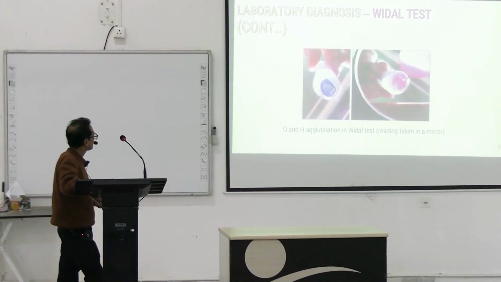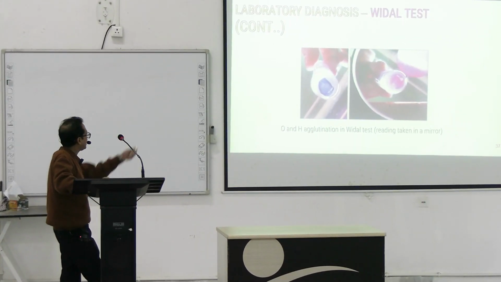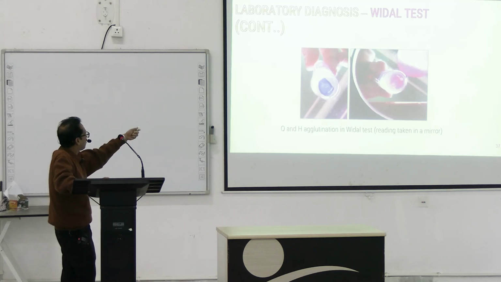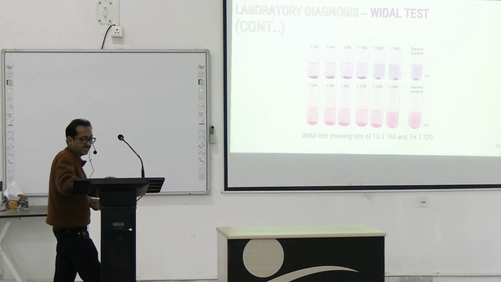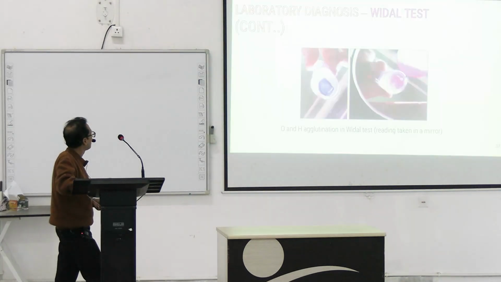In the Vidal test, the O and H agglutination tests differ. O is chalky type agglutination, compact and chalky, while H is large, fluffy and pink colored. And this titer you need to mention in a Vidal test.